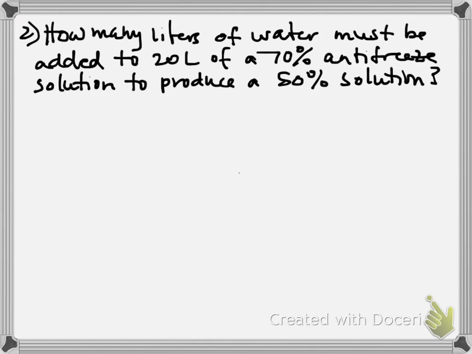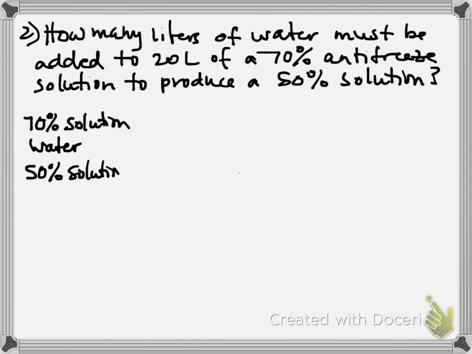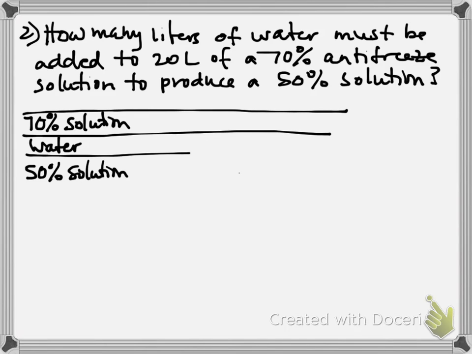All right, so how this chart works is we have the 70% solution. They want us to add water, and we want to end with a 50% solution. Some people call this first solution, second solution, final solution, but it's easier just to call it what it is and track it. We start off the same with amount. We're going to have percent of antifreeze.